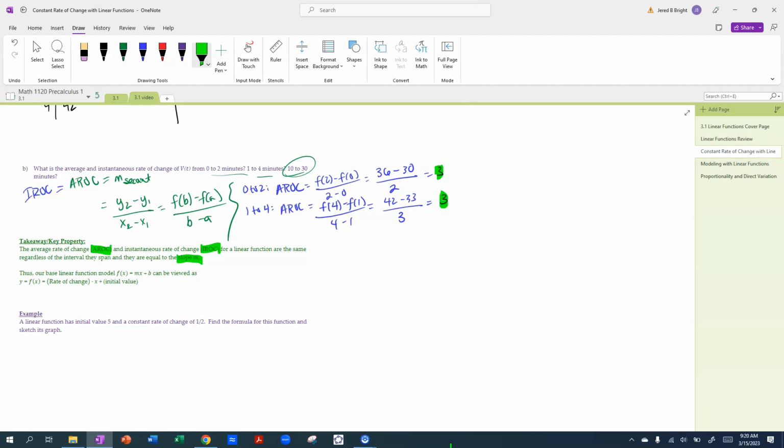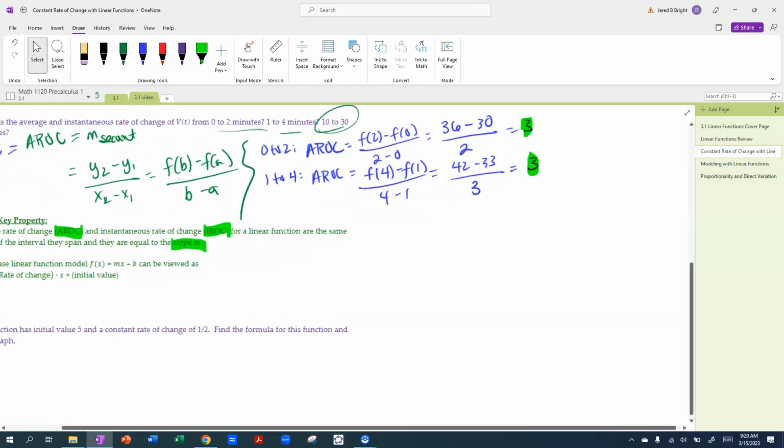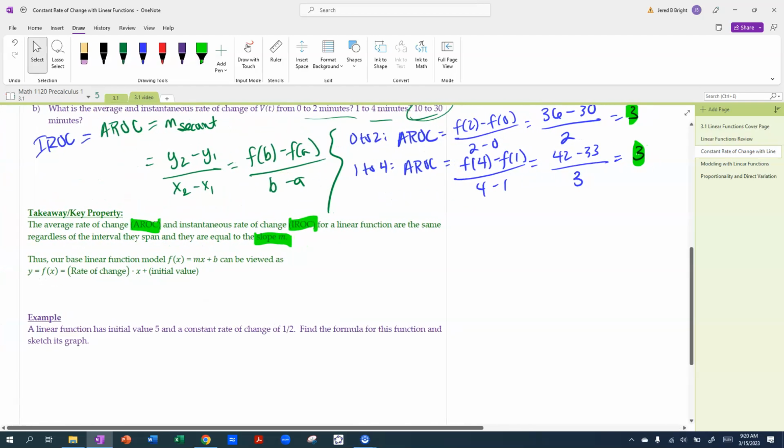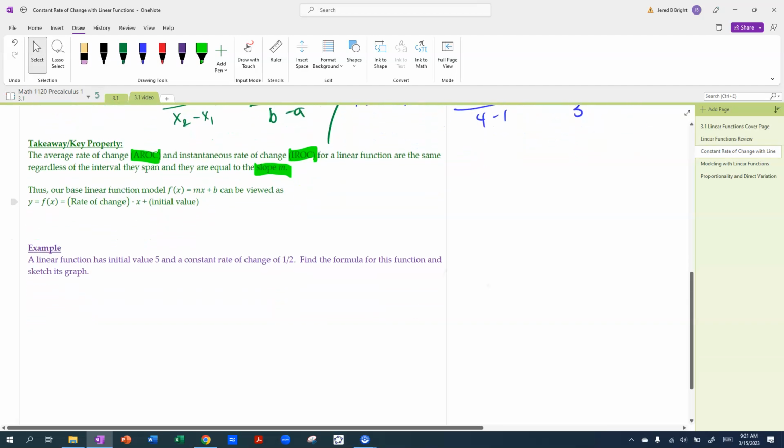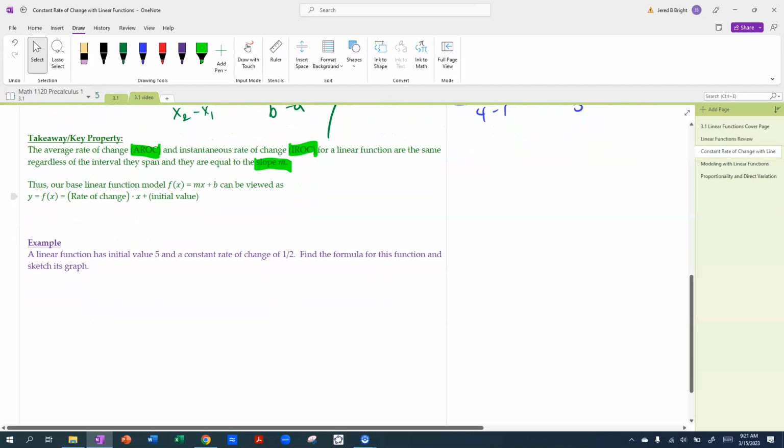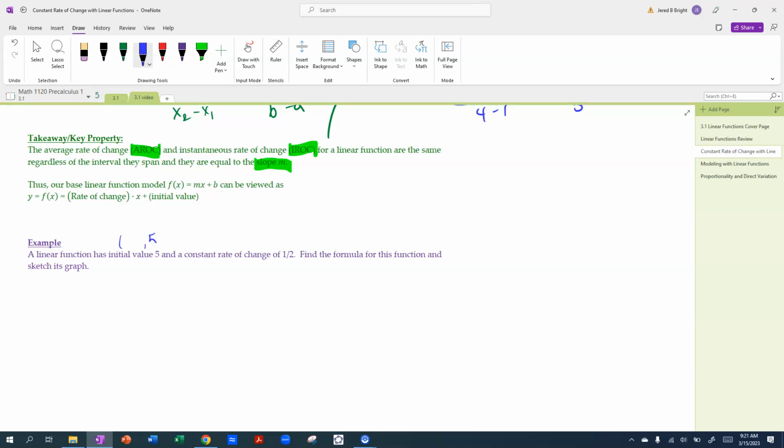And so if we want to return to our base linear model, f of x equals mx plus b, we can say the m is going to be our rate of change, and b is going to be whatever we start at, assuming we're in a real world context. And so just a quick concluding example: we have a linear function with an initial value of 5. What does this mean? That means it outputs 5 whenever we input 0. That's what that language means.